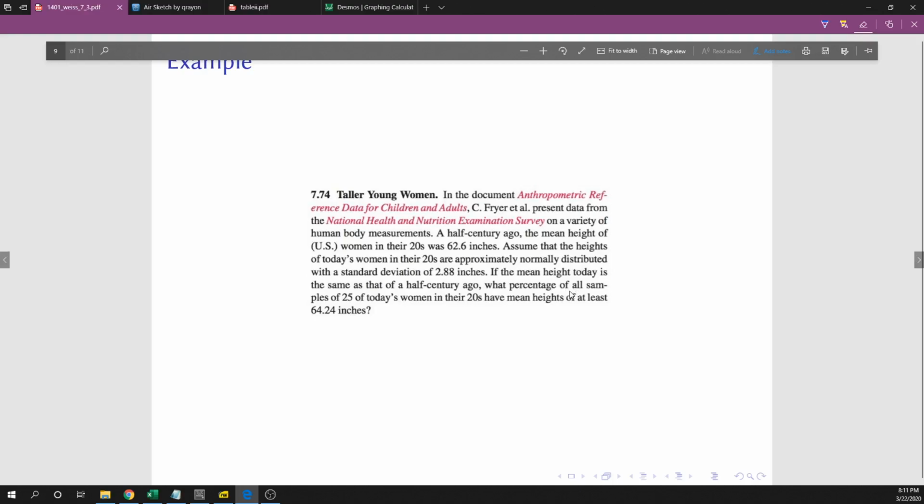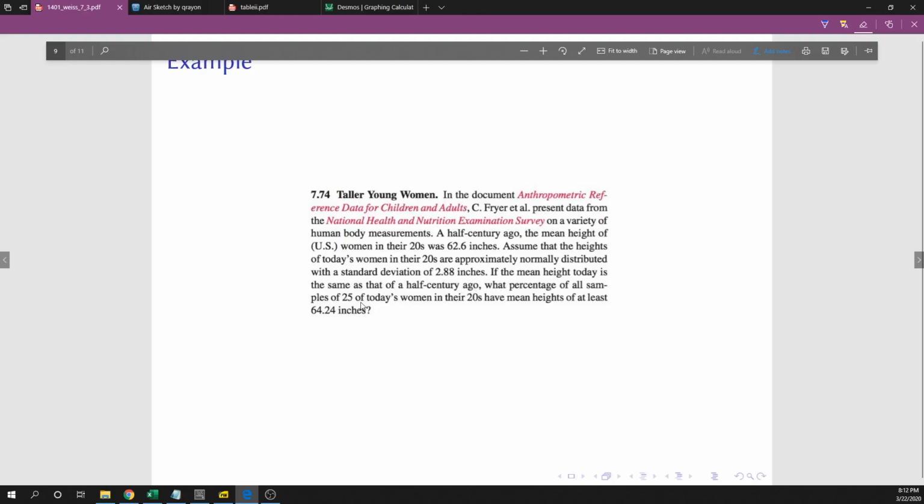All right, so if the mean height today is the same as that of a half century ago, so under that assumption, that would mean that it would be the same, 62.6. So I'm writing down all of these things to work this out, and I'm going to mark that as an assumption. We have an assumption that the mean height for today's women in their 20s is the same as it was 50 years ago, 62.6, okay?